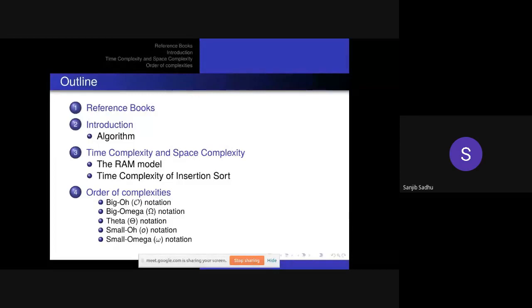Now there are some reference books that I will say now. Then introduction: what is the algorithm, what is the difference between the algorithm and programs, what are the models, and what are the notations for comparing the algorithm, that we will discuss. But before starting this, I will briefly give you the overview of the course.